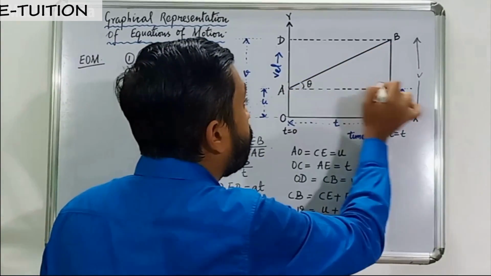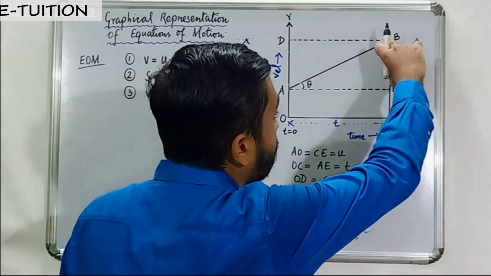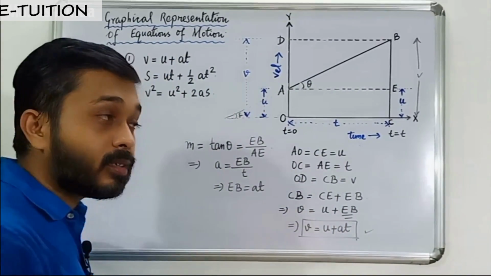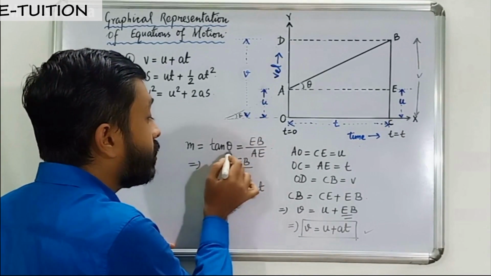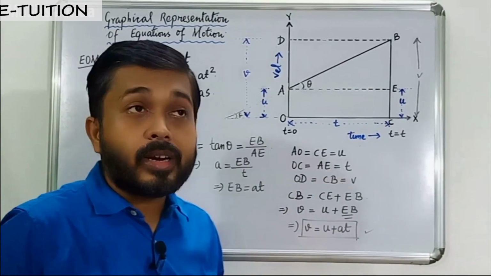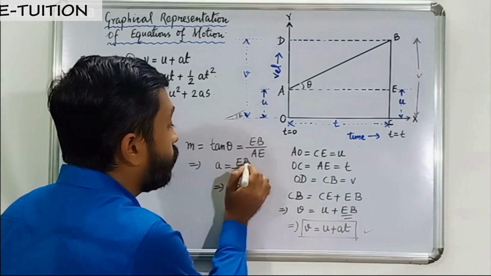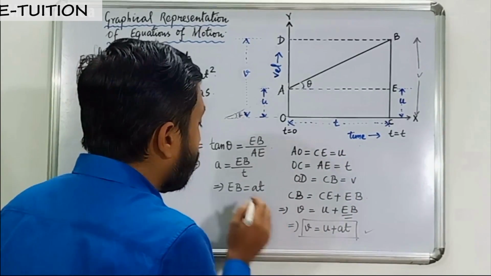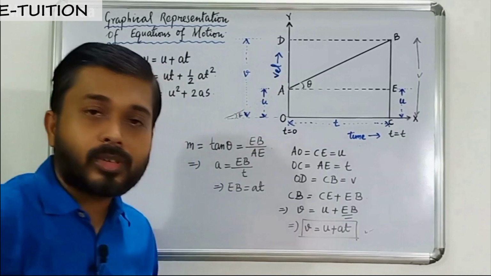So tangent of theta from this triangle, which is right angled at E, you can easily understand that BE by AE is the perpendicular by base, and that is how tan theta is defined. So BE by AE is tan theta, and slope or gradient of the velocity time graph gives us acceleration, and that is how the inference is from the VT graph. So A equal to EB by T, because AE is nothing but the time, EB equal to AT, and putting this value of EB over here, we are getting V equal to U plus AT. First equation of motion is proved.